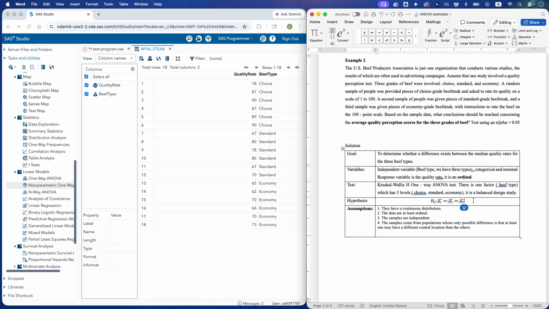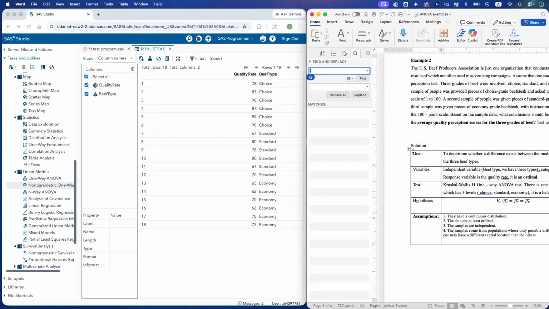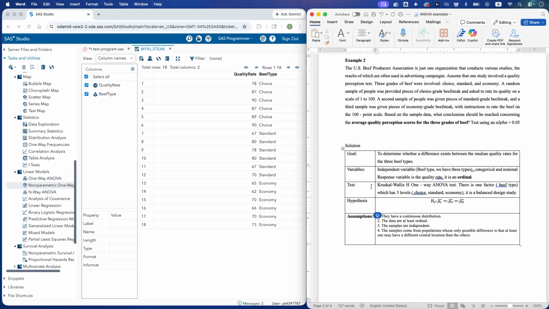However, the alternative hypothesis says not all population medians are equal, or at least two of them are different. Before we conduct the Kruskal-Wallis H test, we have to look at the assumptions, okay?